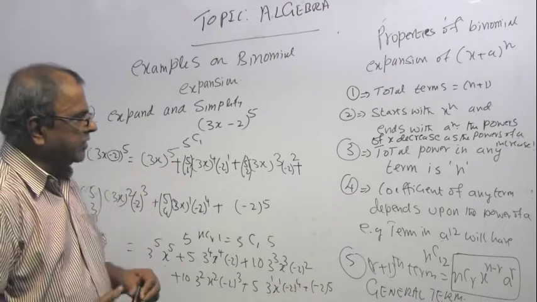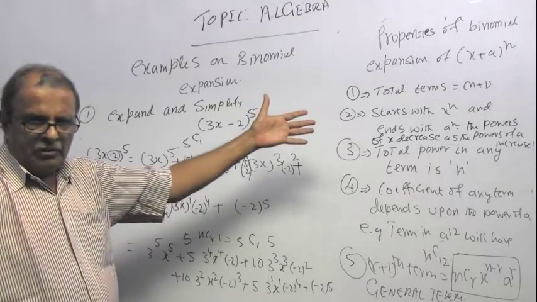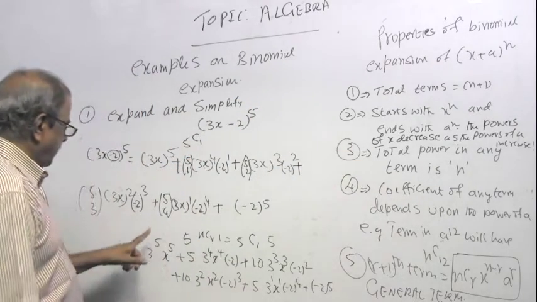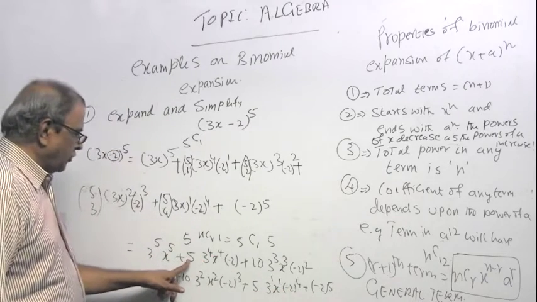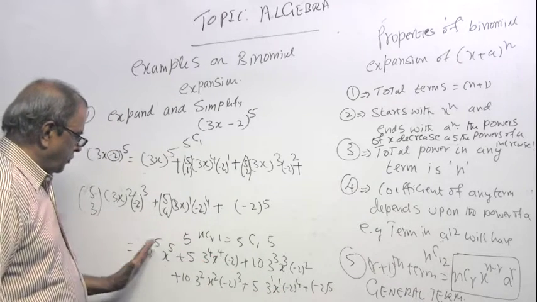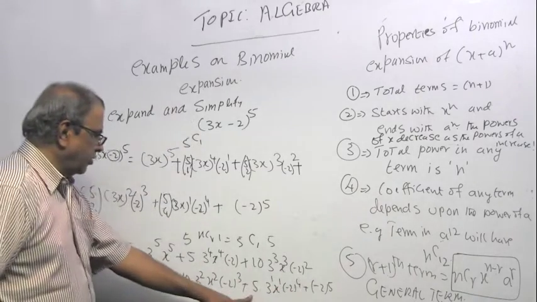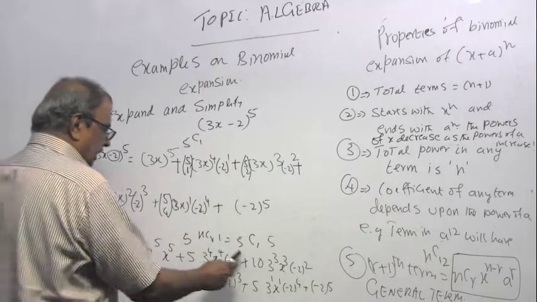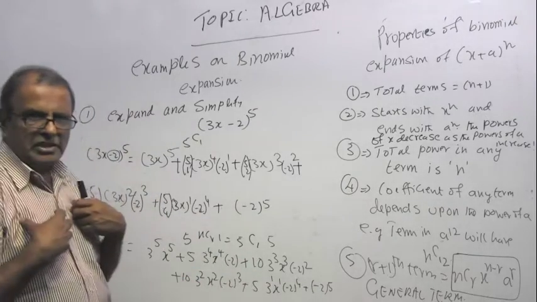The coefficients, this is a cross check. The coefficients equidistant from both ends must be the same. The first is 1, the last coefficient is 1. Second coefficient is 5, and the last but one is 5. Then the third from the left is 10, third from the right is 10, so my expansion is correct.